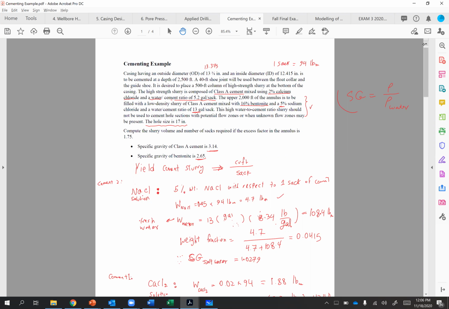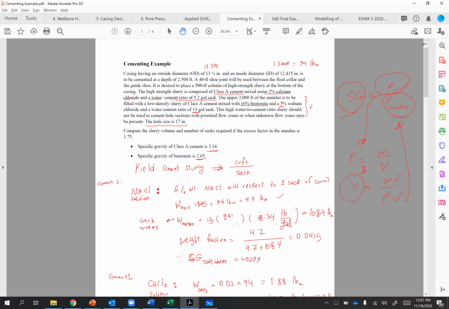So if you have the specific gravity and you know the density of water, you can calculate the density of that mixture. Density is equal to mass per volume, and you can calculate the volume from this equation, which is mass over density. So you need the mass and the density. Density comes from specific gravity, and mass we will calculate. Then you can calculate the volume of each component in your slurry.